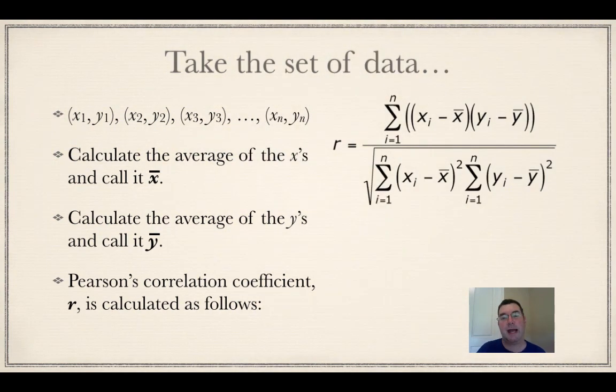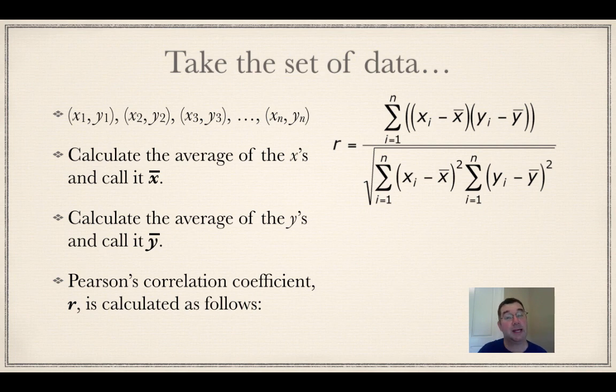So we're going to subtract each x from x bar, we're going to subtract each y from y bar, multiply those together and add it all up. That goes in the numerator. In the denominator, we're going to square those differences, add them up, and then multiply them, then take the square root.